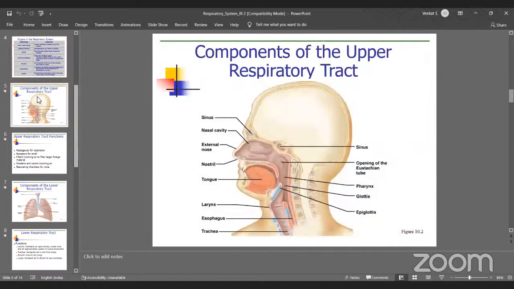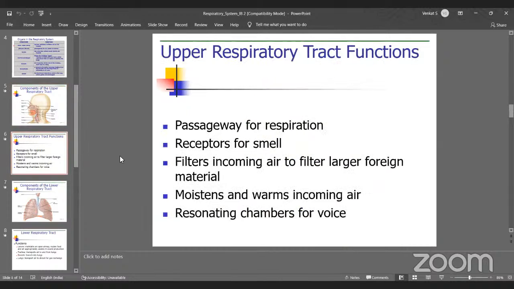So observe the components of the upper respiratory tract: sinus, nasal cavity, external nose and nostril, tongue, larynx, esophagus, trachea. Sinus, opening of the Eustachian tube, pharynx, glottis, and epiglottis. See, upper respiratory tract functions.